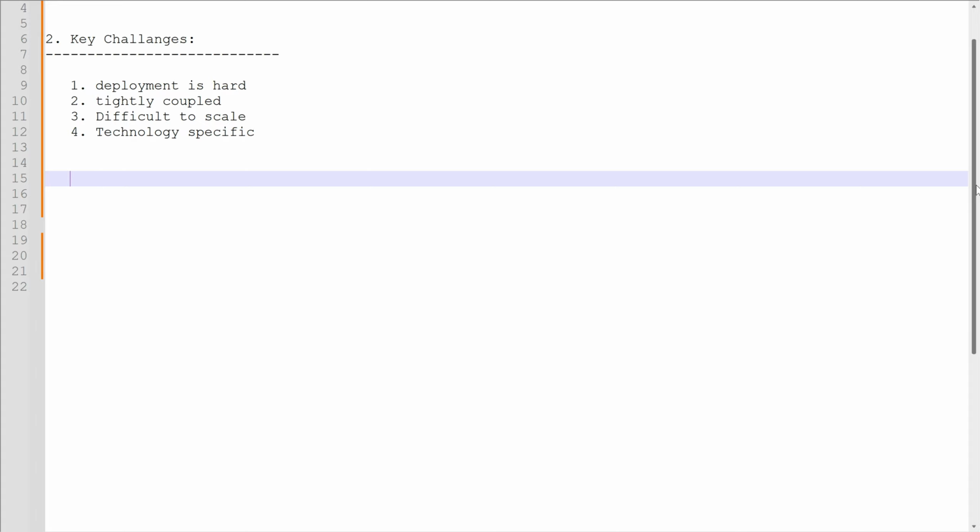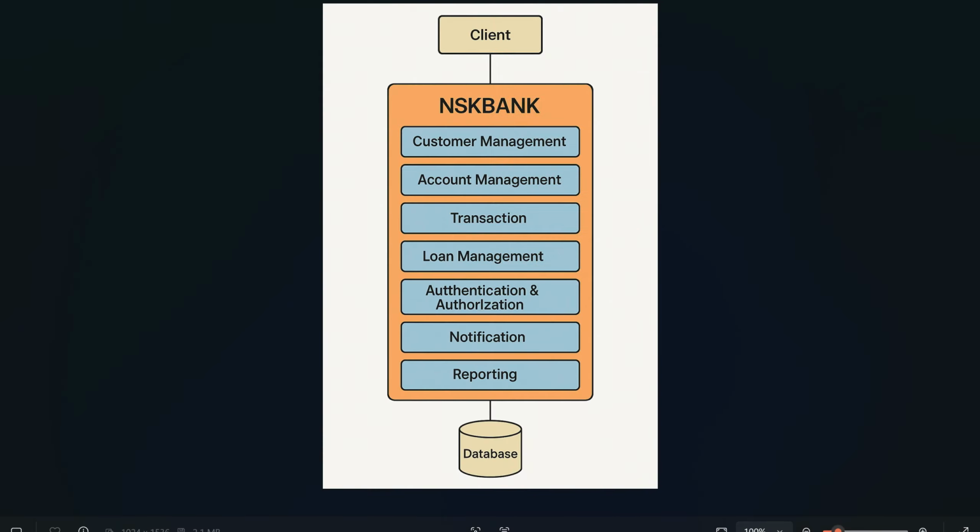Let's take an example of a simple banking application. I have an NSK bank application picture actually. Let me show that. Let me explain the key challenges with that application. So you can see over here, you have an NSK banking application. The banking application has multiple modules.